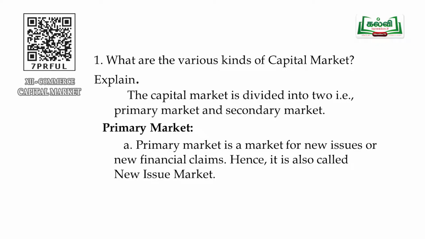Students, now we discuss the short answer questions. First one is, what are the various kinds of capital market? Explain. The answer is, the capital market is divided into two, that is primary market and secondary market. Primary market is a market for new issues or new financial claims. Hence it is called the new issue market.